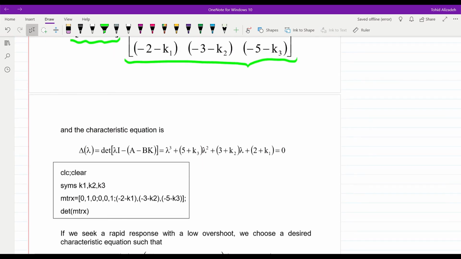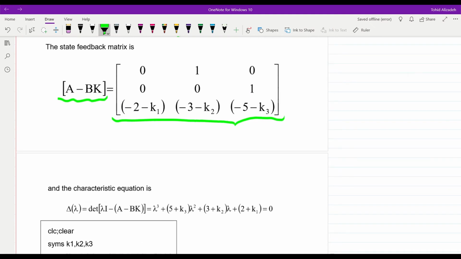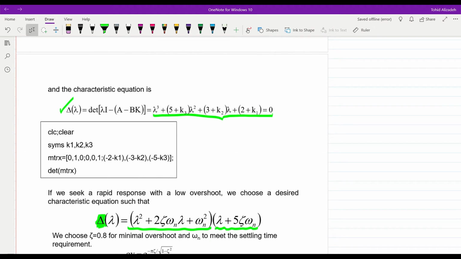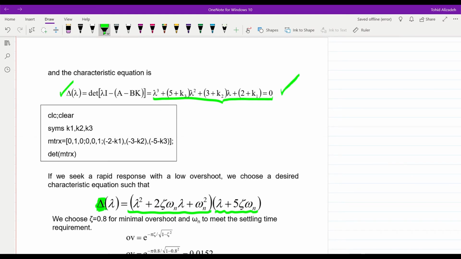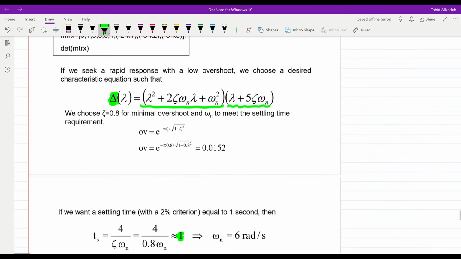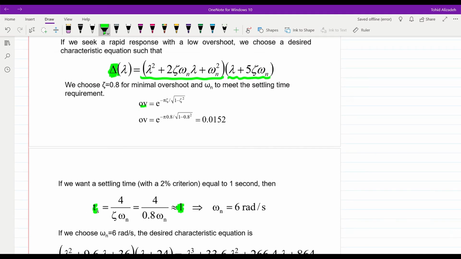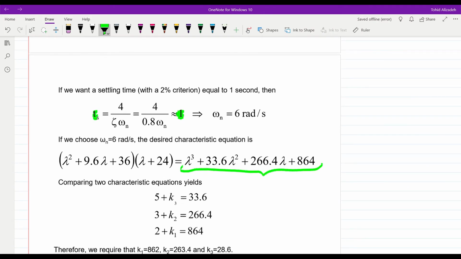But on the other hand, for the closed loop system with the controller design there, and with the state feedback matrix here, we have the characteristics equation obtained as this expression. So lambda to the power of 3 plus the rest of the terms. We have the characteristics equation for the closed loop system. On the other hand, we form the desired characteristics equation. So by setting values for the settling time and also for the overshoot, we find values for zeta and omega n, and by replacing them, we have the desired characteristics equation. So we have the desired one.